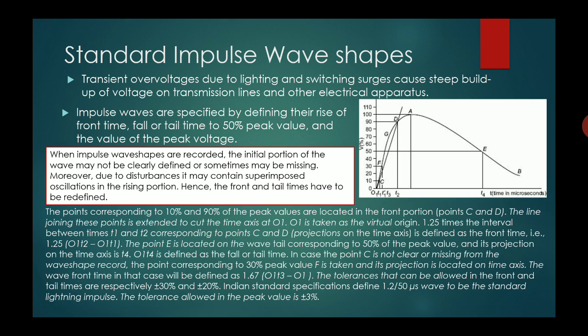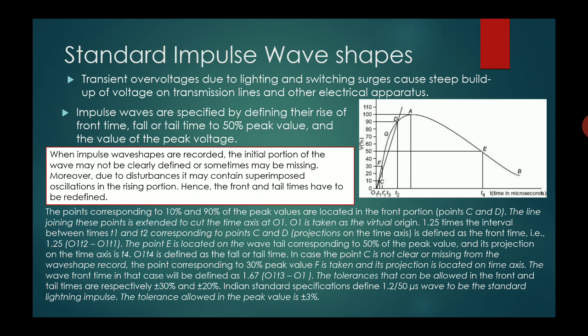Okay, so the transient overvoltage due to lightning and switching surges causes a steep buildup of voltage on transmission lines and other electrical apparatus. Impulse waves are specified by defining the rise or front time, the fall or tail time to 50% of the peak value, and the value of the peak voltage.